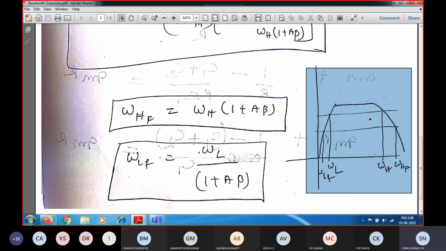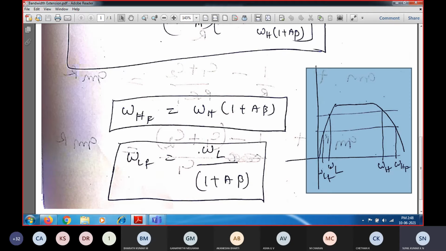Okay, so before, without any feedback, the 3 dB frequency is equal to omega h. So this is the 3 dB frequency without feedback. Now omega h is multiplied by 1 plus A beta, so the 3 dB frequency has moved to this point.